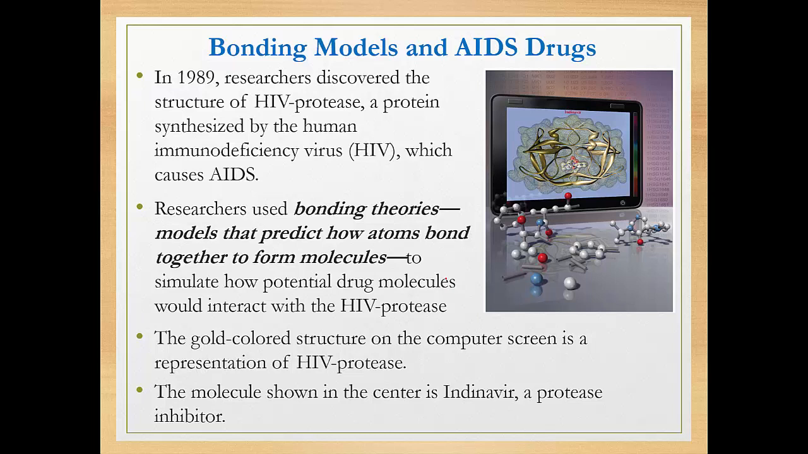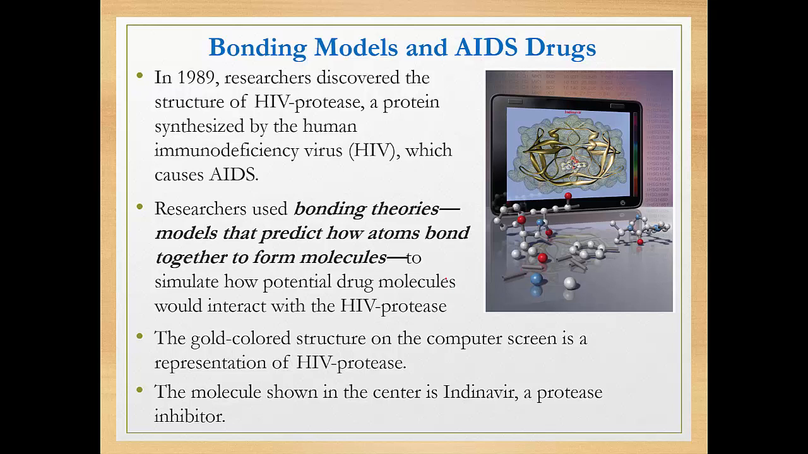Section 1 talks about how bonding models were used to develop AIDS drugs. Back in 1989, the structure of HIV protease was determined by researchers. This is the protein synthesized by the human immunodeficiency virus, the one that causes AIDS. They used bonding theories, which are models that predict how atoms will bond together to form molecules, in order to carry out simulations on how potential drugs would interact with the protease.